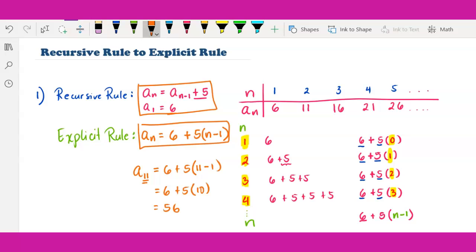All right. So this is an example of how you write the explicit rule from a recursive rule. Okay, it's just a little bit complicated because I'm showing you everything, but once you get the hang of it, actually you can almost do it in your head. All right.